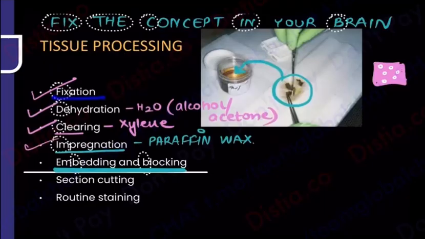So first you will do fixation. Remember, fixation, you've done the fixative; dehydration, that is alcohol and acetone; clearing, clean with xylene; impregnation, you have added molten wax. Now what are you ready for?